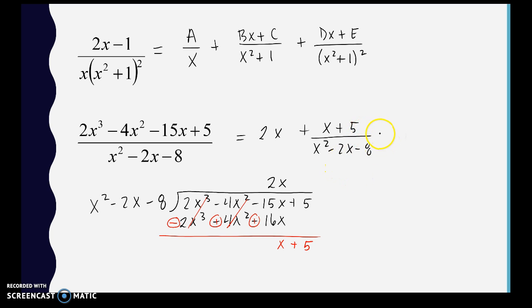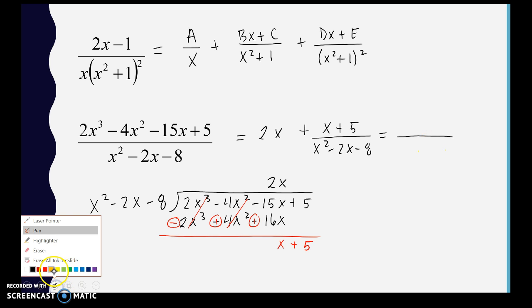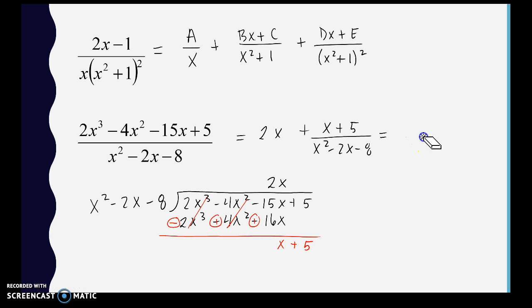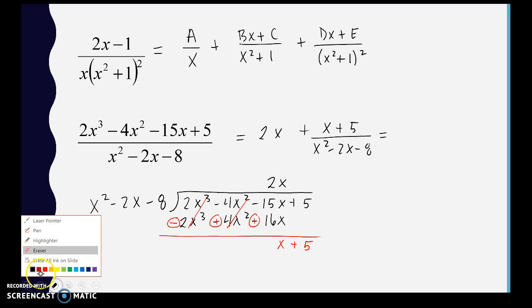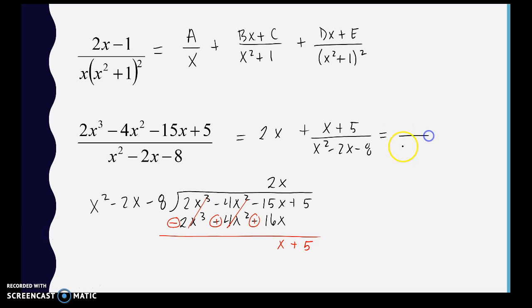So this denominator factors: x minus 4 times x plus 2. Negative 4 plus 2 gives me my negative 2. Negative 4 times 2 is negative 8. Both linear, so when I decompose it, it just gets the two constants. All right, so now let's look at using this to evaluate an integral.